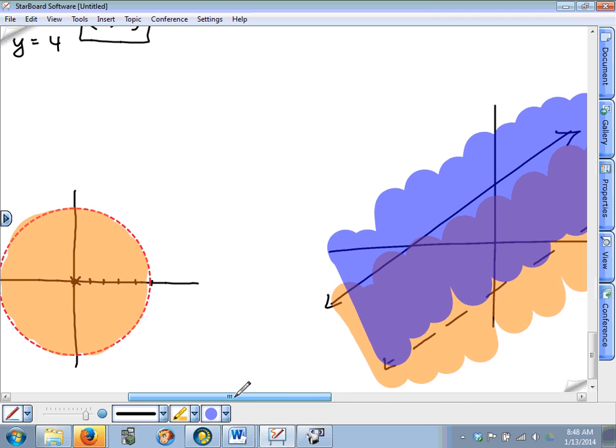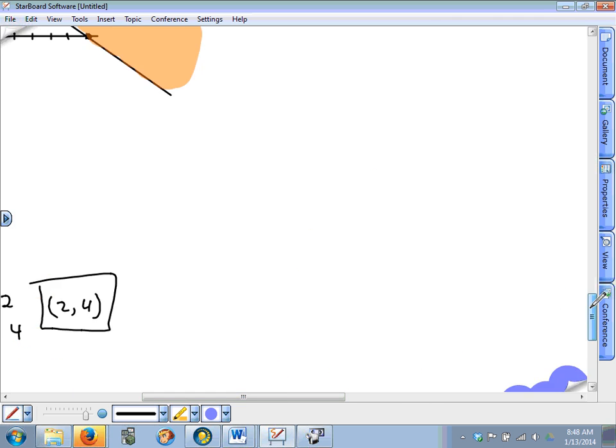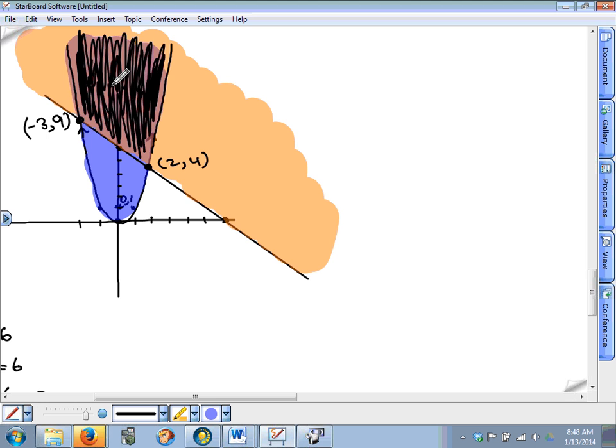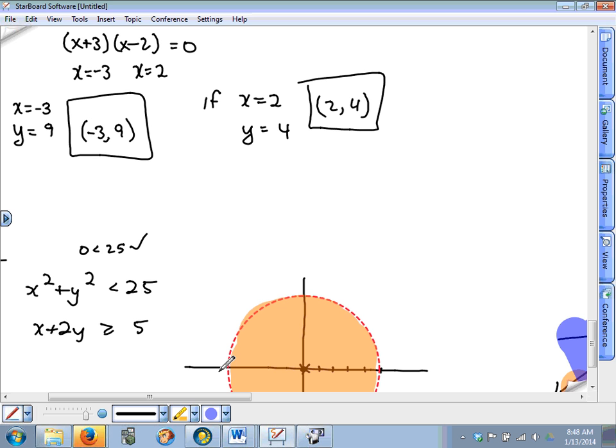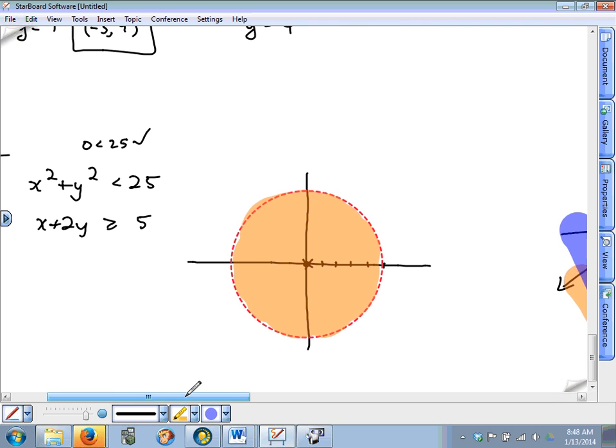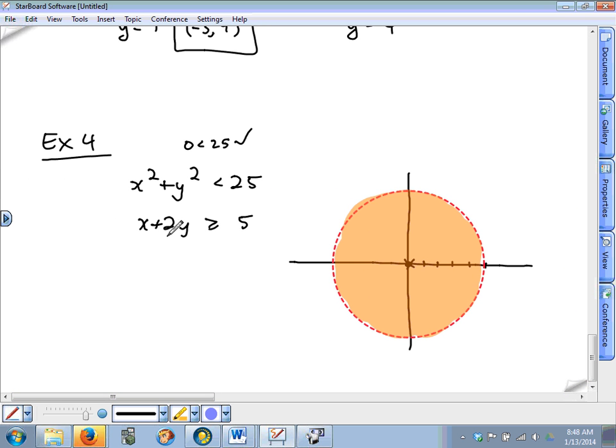With any like this here, there's infinitely many points that could be inside of this shaded region. You understand what I mean? So many of these are going to be infinitely many. Anyway, does that answer your question? Yes. Okay. Next one, x plus 2y is greater than or equal to 5.